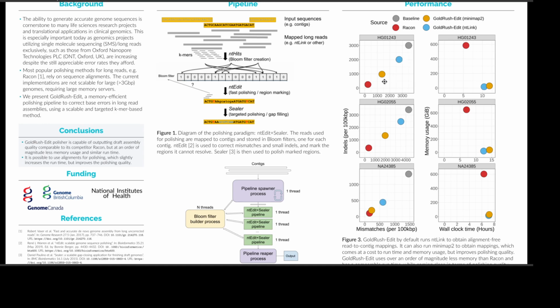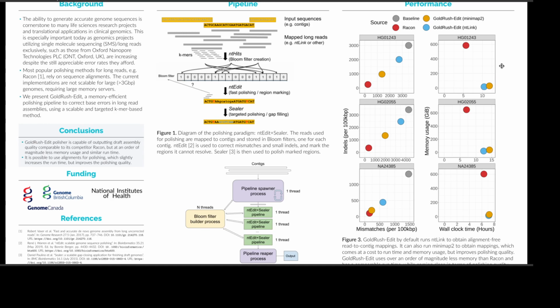But further, if we use something like Minimap2, which is perhaps more accurate, we get further improvement in polishing quality. And in the red circle, we have the polishing performance of Racon. So depending on the data set, we can get pretty close to Racon. These are 3 human data sets, but they differ in their sequence quality. NA24385 has actually the best quality, and so we have more opportunity to fix errors there.